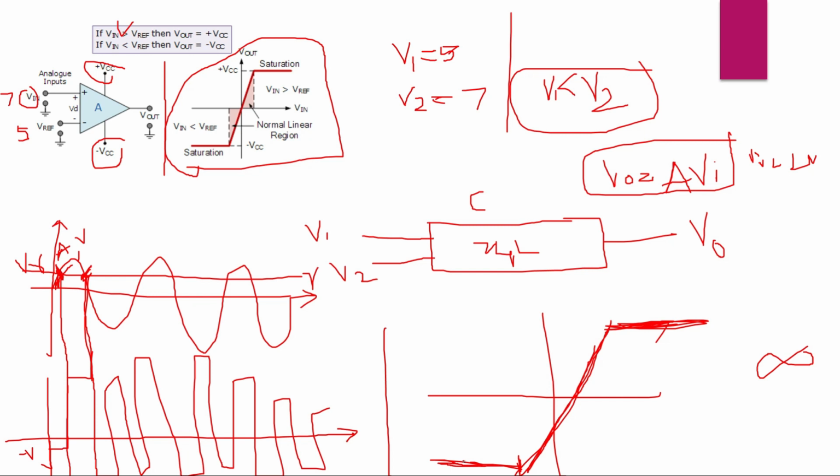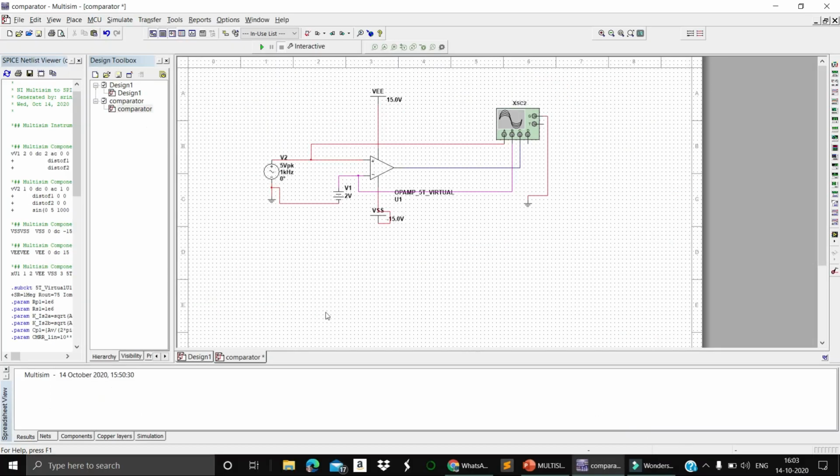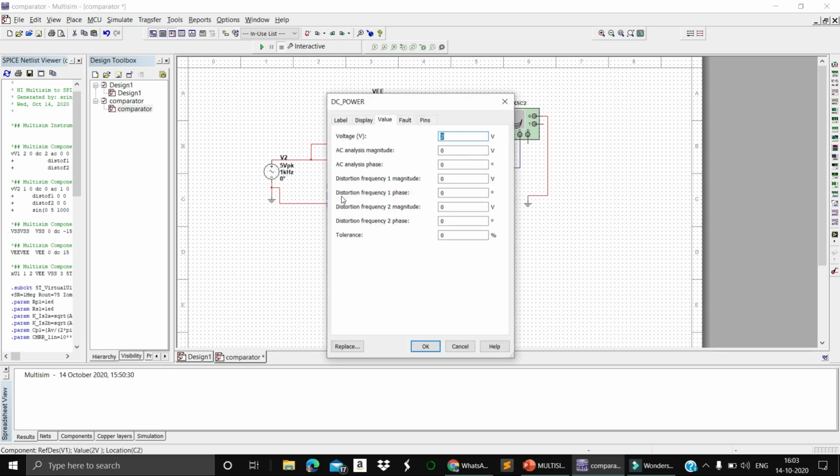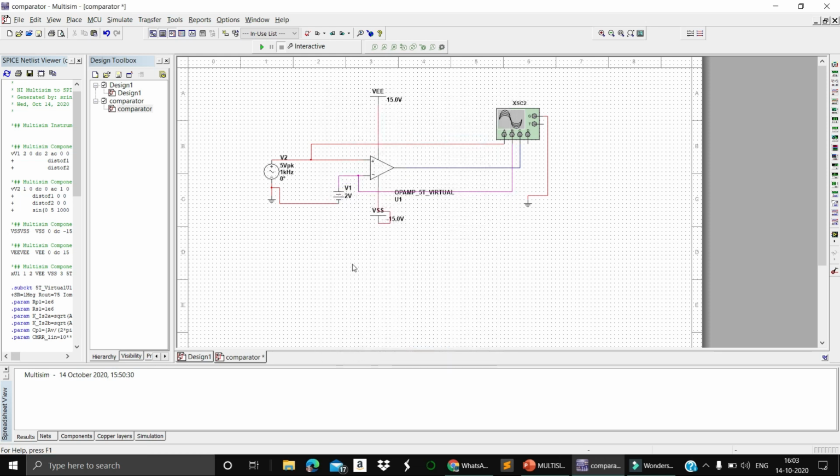Now let's execute this in the Multisim session, and we will understand better. Okay, let's go to the Multisim software. Here you can clearly observe this comparator circuit, having a sine wave given at the positive input, and at the negative input I am giving a certain voltage, which is 2 volts. This is my reference voltage, this is my input voltage, and I have given the saturation voltages as plus 15 volts and minus 15 volts. I have connected all the voltages to a four-channel oscilloscope so that we can observe all the output waveforms.